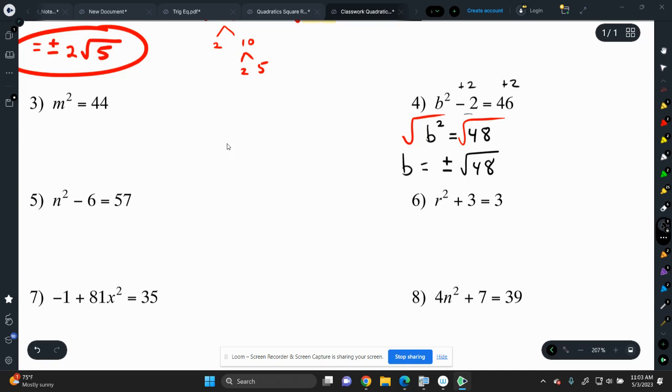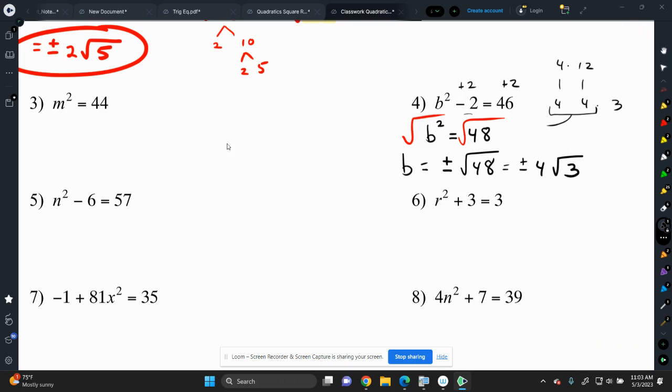Now 48, that is 4 times 12, right? And then 12 is 4 times 3. So I can stop there, or I could keep going all the way down to the 2's. But I'm going to stop there and bring those 4's out. So this will be plus or minus 4 square root of 3.